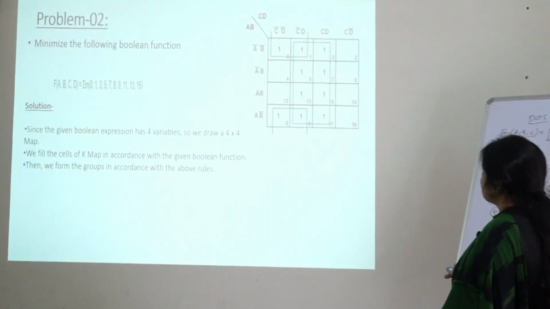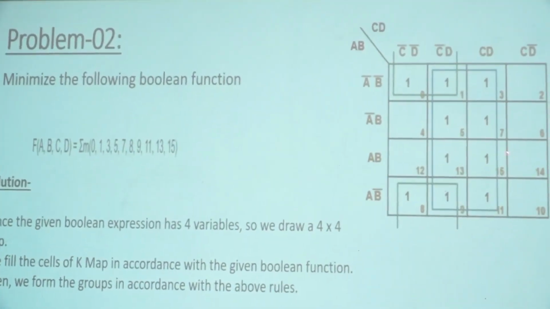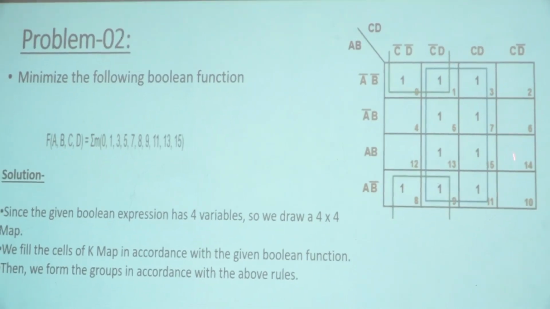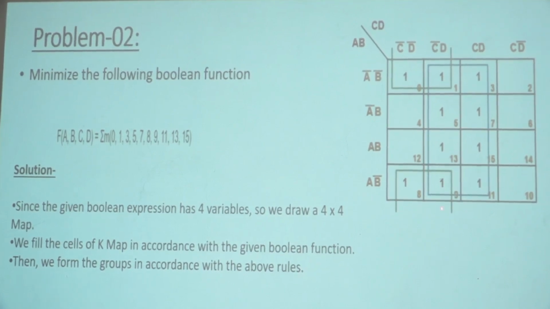Now cells 1, 3, 5, 7, 13, 15, 9, 11 would form one octet. Now I am left with cells 0 and 8. Don't go for pairing. Check for the adjacent terms. I'll go for one quad.